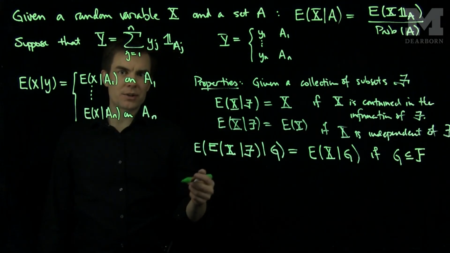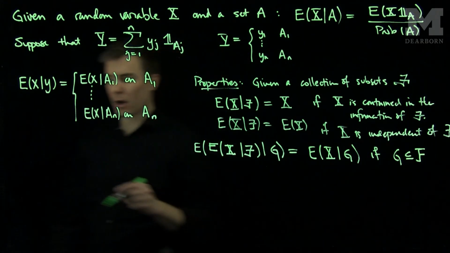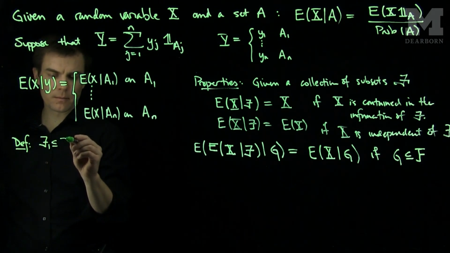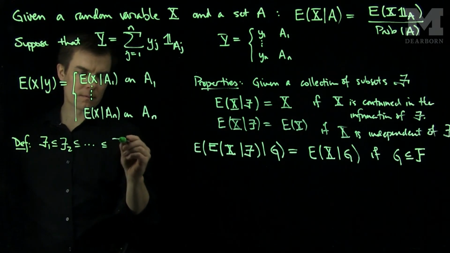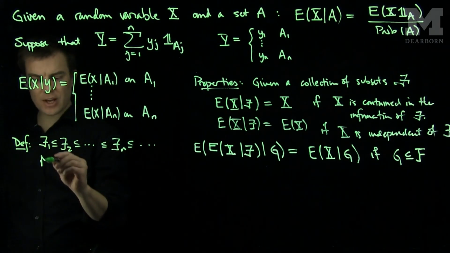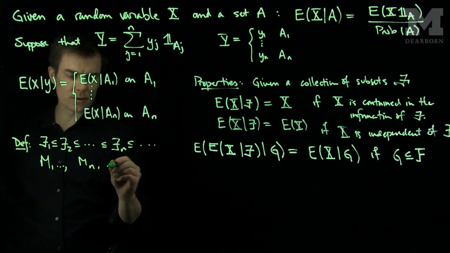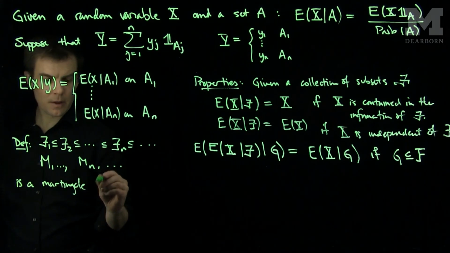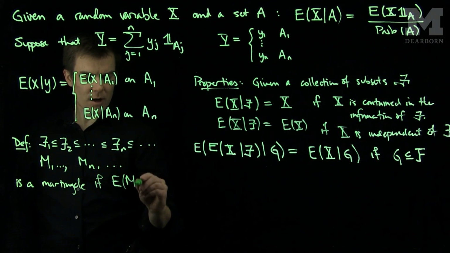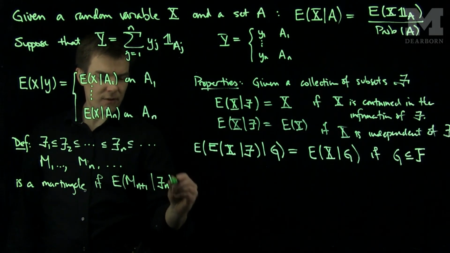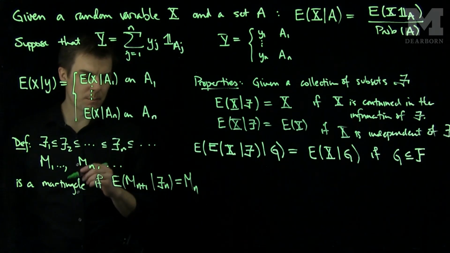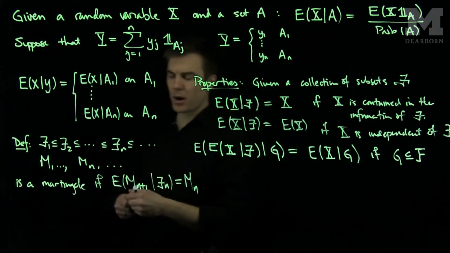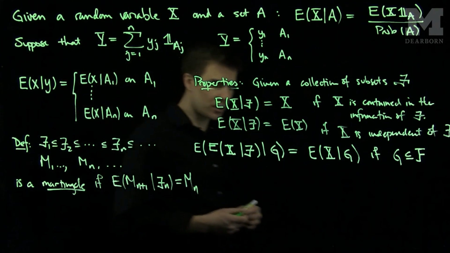We will use these properties in conjunction oftentimes to find out when something is a martingale. So if I have a sequence of information that is increasing, a sequence of random variables is a martingale if the conditional expectation of the n plus first given the nth information is the nth random variable. We'll now see an example of how I can use the definition of a martingale and the properties of conditional expectation to construct a martingale.